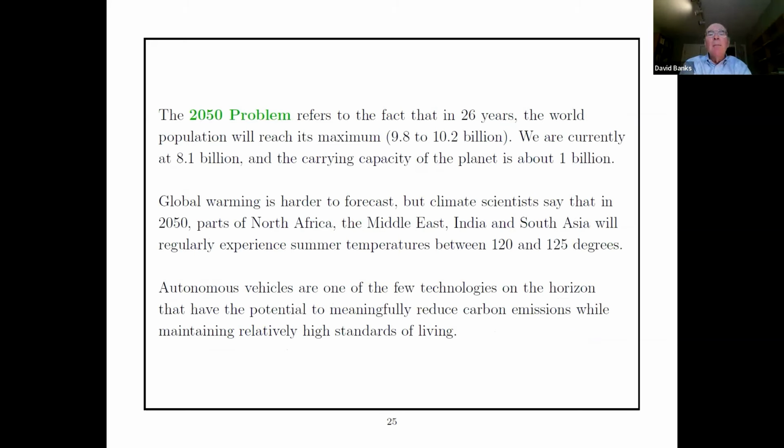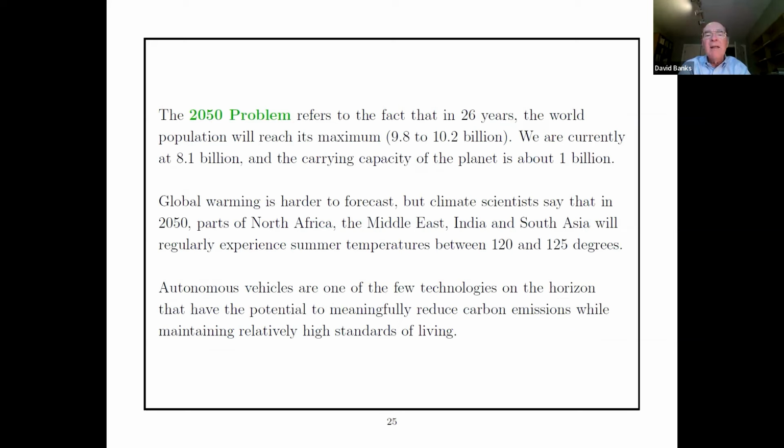The 2050 problem refers to the fact that in about 26 years, the world population will reach its maximum, which is going to be between 9.8 and 10.2 billion people. We are currently at 8.1 billion, and the carrying capacity of the planet is around 1 billion. So we've overshot the carrying capacity. If we want to have anything like a middle-class lifestyle, the population is going to have to come down.